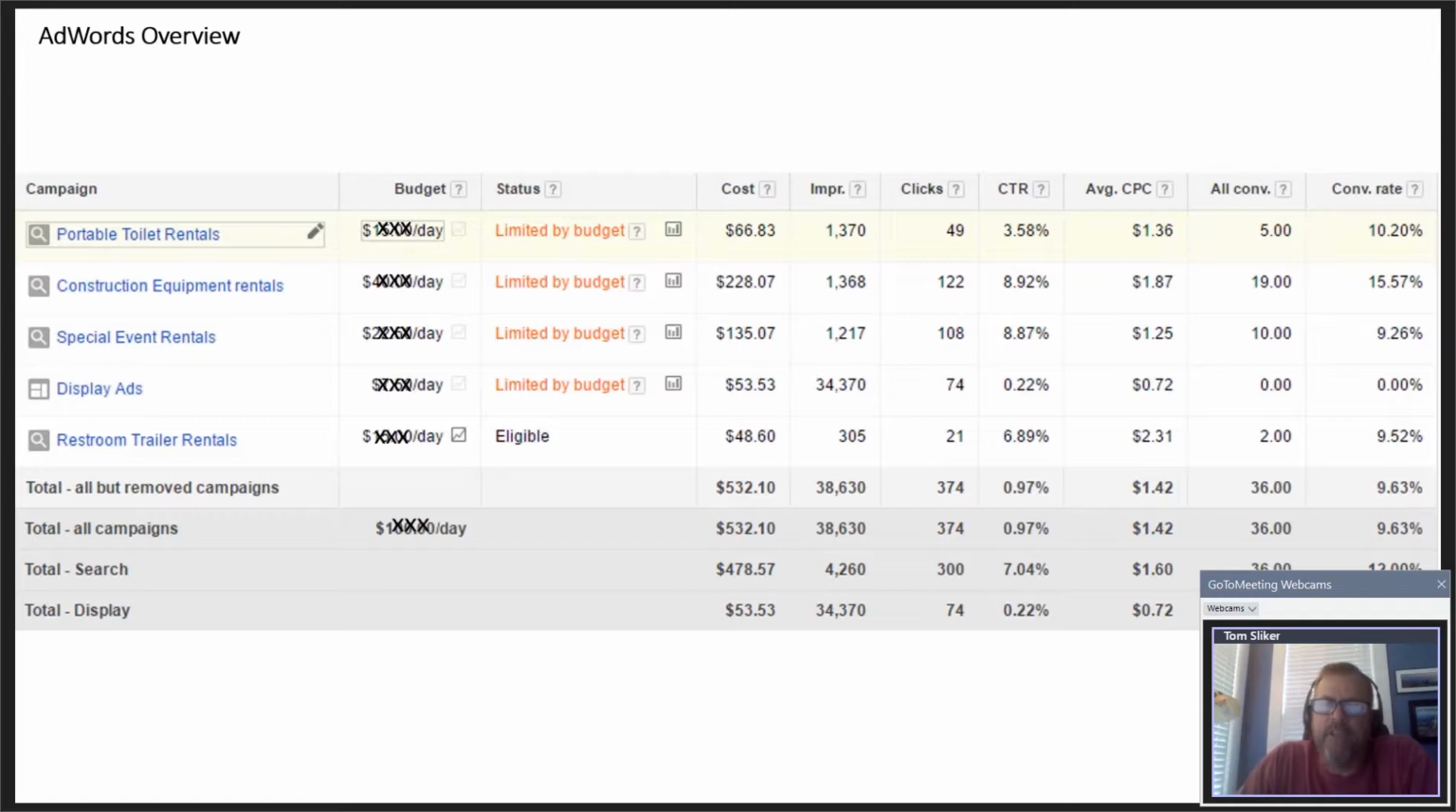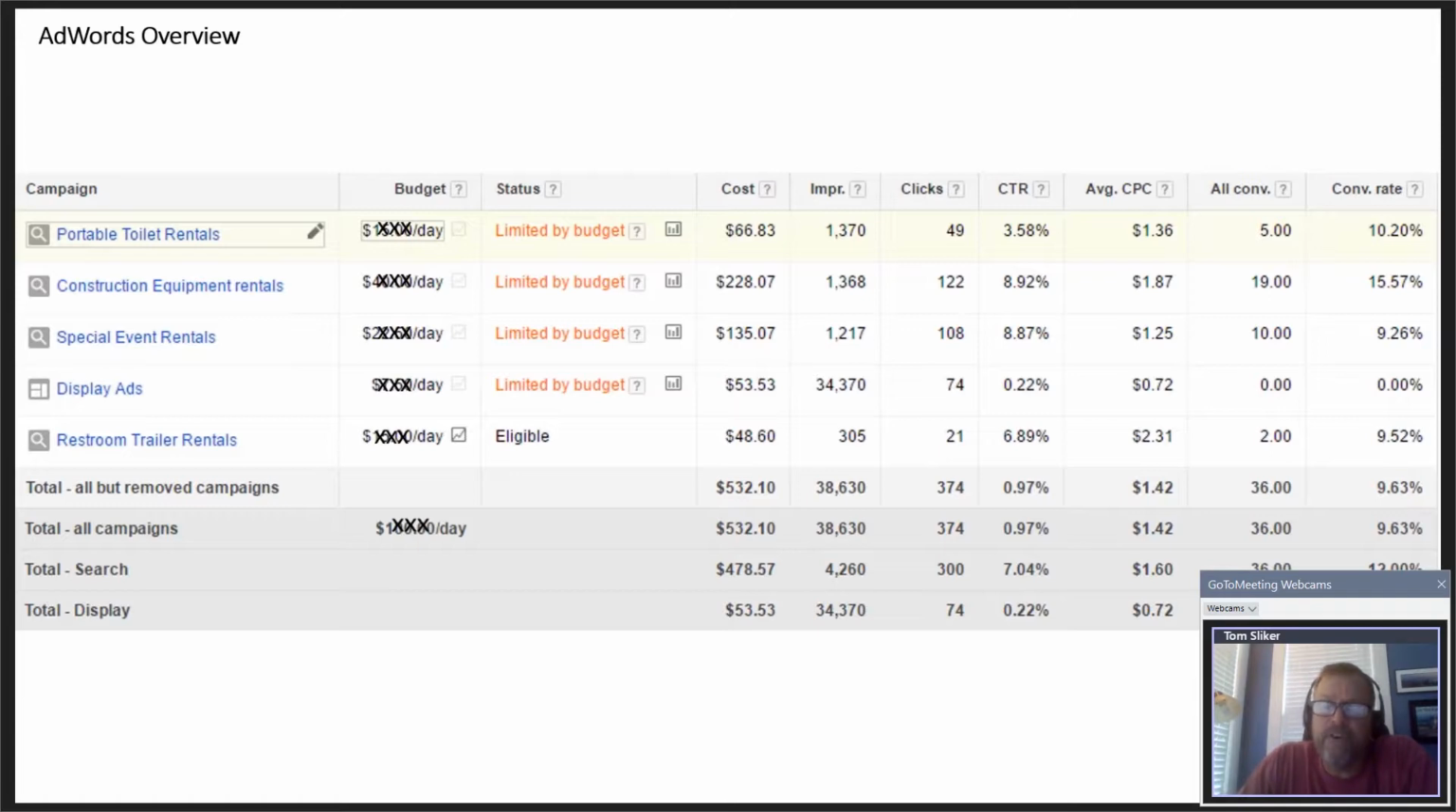Okay, then you've got that click-through rate, which is very important. So you can compare and you can see, wow, the construction equipment rentals has a 9% click-through rate. Portable toilets is only at 4%. So there's some things we can do to improve.